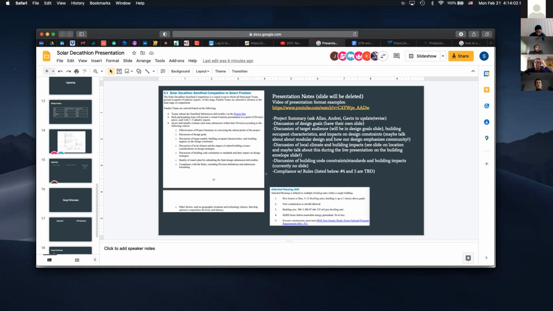And then it says compliance with the rules, including division definitions and submission formatting, which I think we kind of got on lock. And then other factors such as geographic locations and technology choices that help optimize competition, diversity, and fairness. If you look, those are all the requirements that we're being judged on. None of it really explicitly mentions calculations, outputs, and a lot of data.